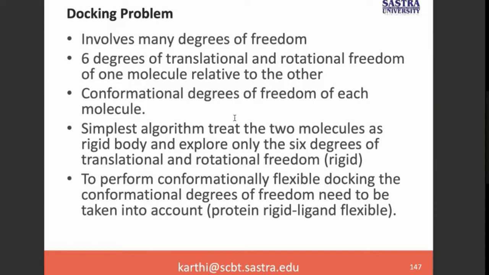The first one is rigid body docking, another one is flexible docking. Rigid body docking is docking in which we consider the protein molecule and the ligand molecule as completely rigid. Flexible docking is the one in which we can give flexibility either to the protein molecule, or to the ligand molecule, or to both. That is what is called flexible docking.